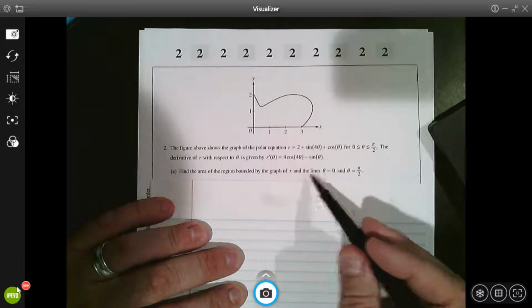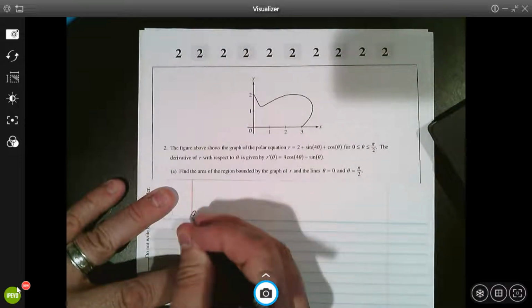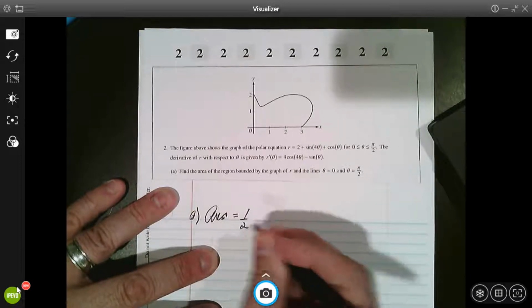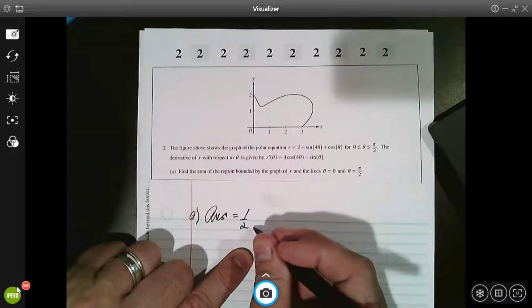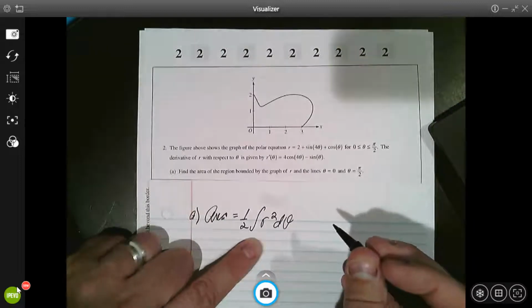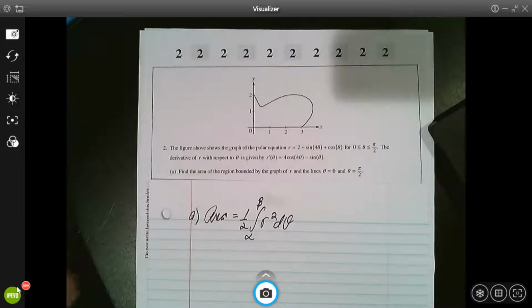of r and the lines theta equals 0 and theta equals pi over 2. Now, I know that we've all studied polar, and in polar, the area of a bounded region is going to be the integral of your radius squared with respect to theta from your starting angle to your ending angle.